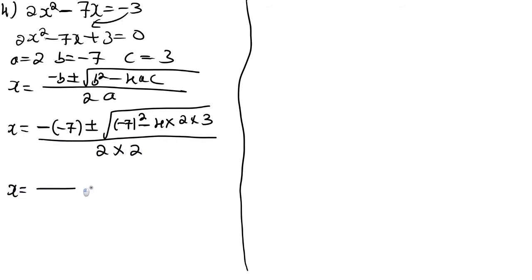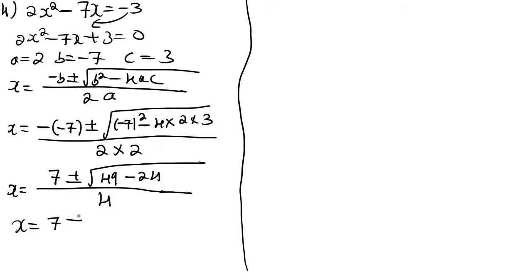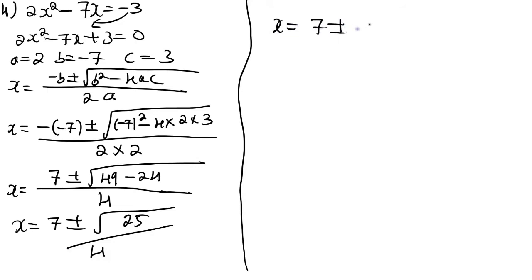So x value is equal to minus into minus 7 is plus 7, plus or minus square root of minus 7 square is 49. Then 4 2s are 8 into 3 is 24, so minus 24, divided by 2 into 2 equal to 4. So x value is equal to 7 plus or minus square root of 49 minus 24, calculate the value, it's equal to 25, divided by 4. So x value is equal to 7 plus or minus 5 divided by 4. Why? Square root of 25 is equal to 5.